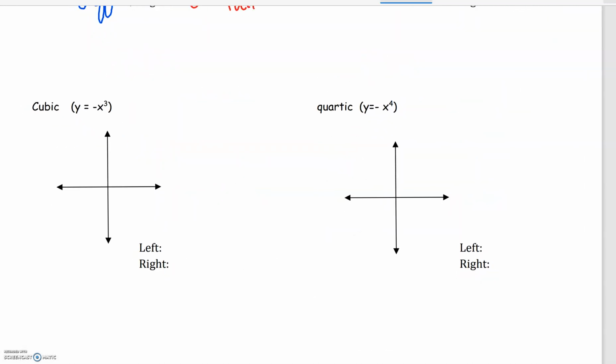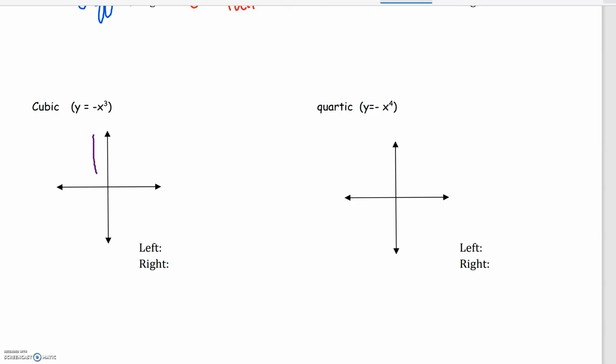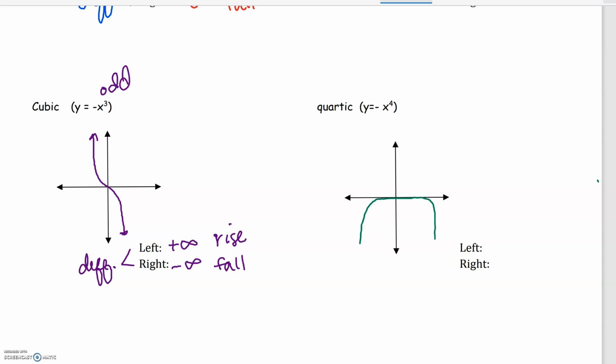And then cubic, but we're negative, so we're going to reverse. So we should be this way. That means our left is a plus infinity or rise. Our right is a negative infinity fall. And again, we are odd, and these are different. And then our last one is going to be upside down, and it is negative infinity, falling. And again, these are the same, and this is even.